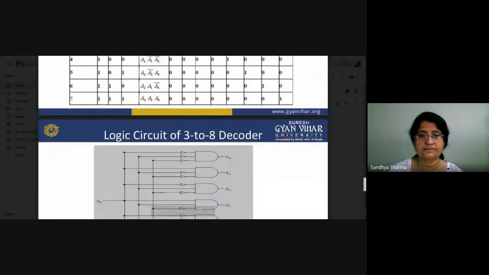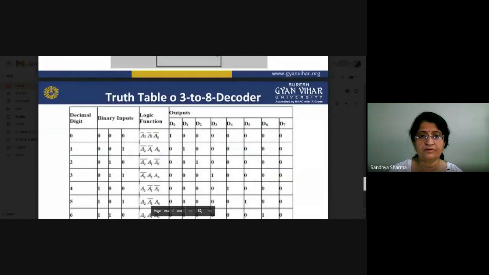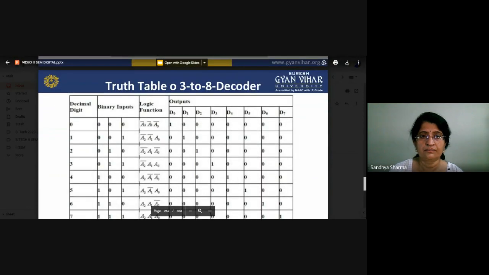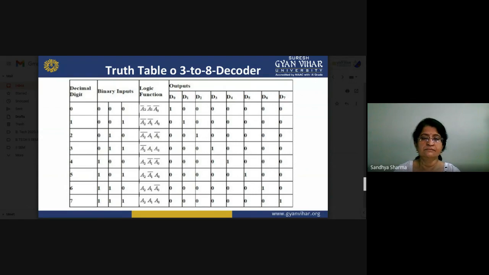This is the table in tabular format. These are the binary inputs. These are the decimal digits which we can use to represent these binary inputs. This is the logic function. How can you write 0 0 0? You can write it as A0 bar, A1 bar, and A2 bar. So these are the logic functions, and these are the outputs.